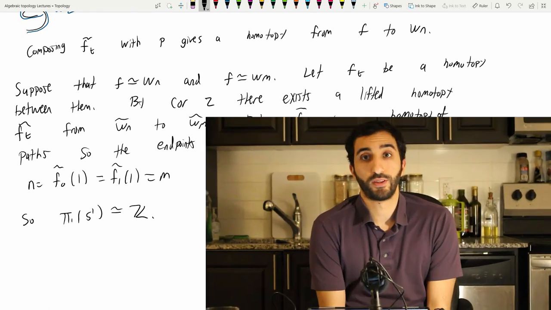So that's going to do it for this class. Next time, we will see all of the many things that follow from this theorem. There's a huge list of corollaries that just follow from the fundamental group of S1. Like I mentioned, there's the fundamental theorem of algebra, and there is also something called the Brouwer fixed point theorem.